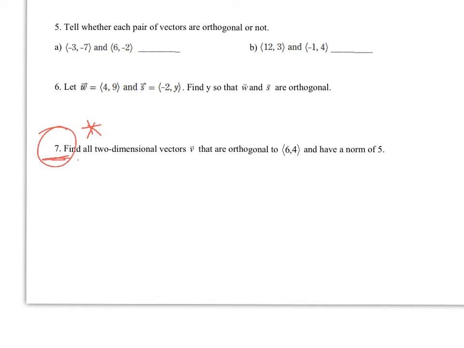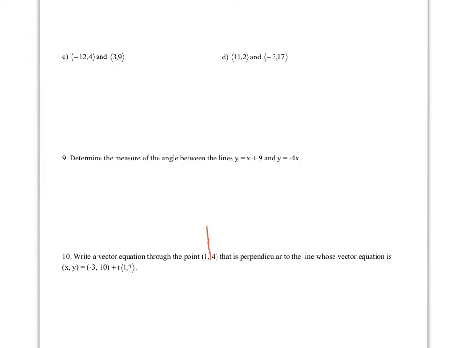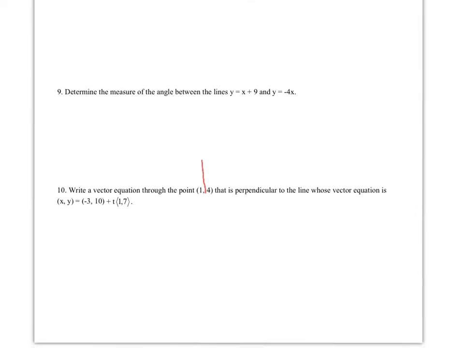Before I get there, I did anticipate questions on the back of this worksheet, so I'm just going to cover one problem, and that would be number 9 on the back of this. Looking at number 9, it's telling us to determine the measure of the angle between two lines. We didn't talk about finding the measure of the angle between two lines, but we can represent two lines as two vectors in component form and then just apply the formula that we have for the angle between two vectors.